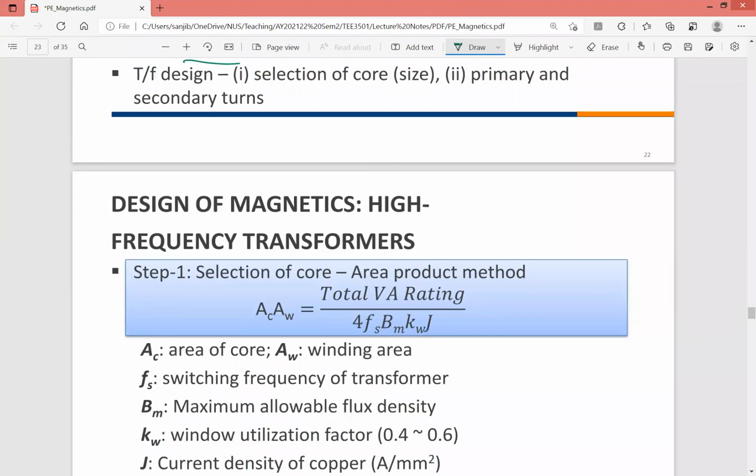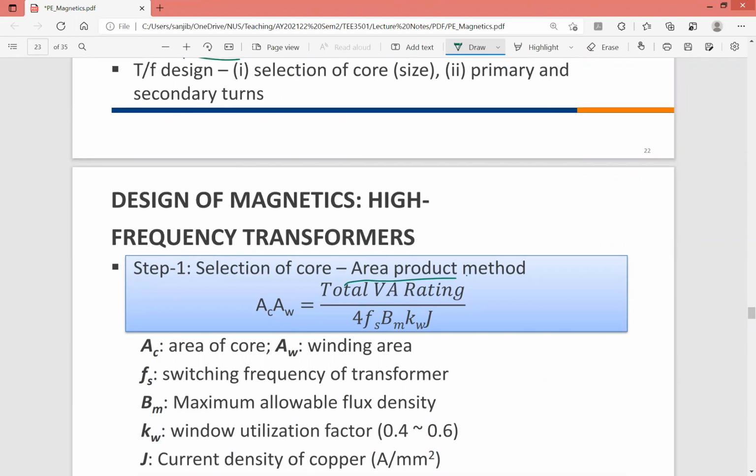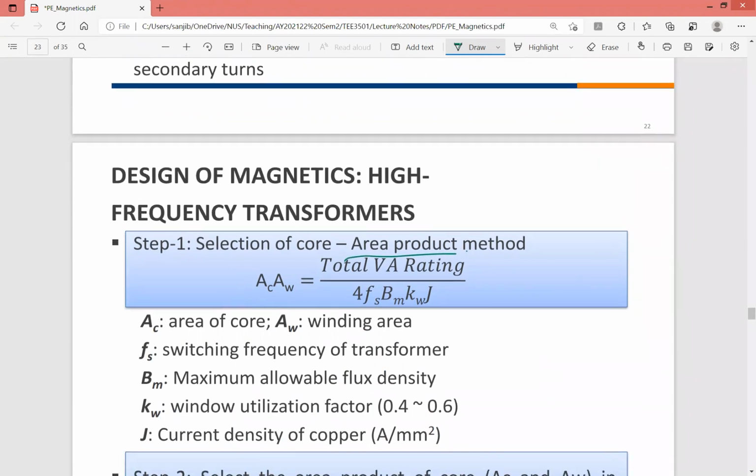The starting point for the transformer is what is called the area product method. Here, it starts with the VA, or volt-ampere, rating. Every transformer has a volt-ampere rating, right? I think you probably know this from another module. What is volt-ampere? It says what the operating voltage is, the maximum volts, and what the Imax is. If it is AC, we normally call these the RMS values.